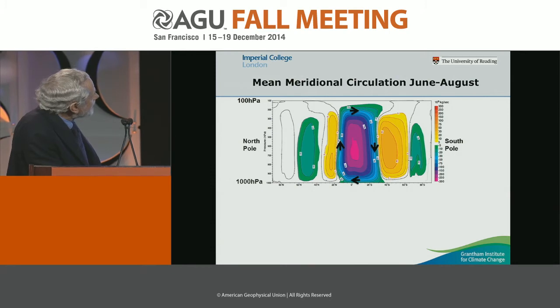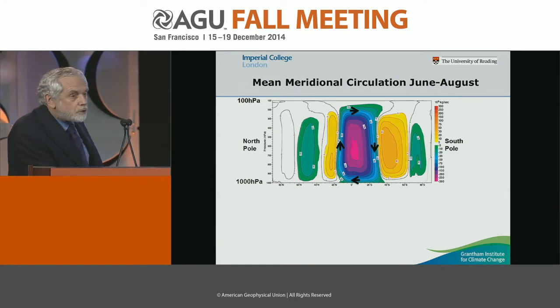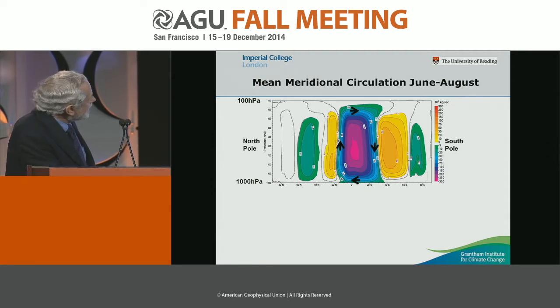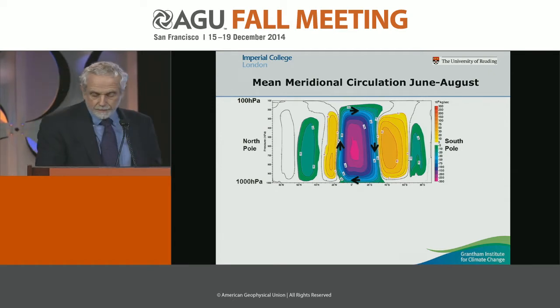So here's our Hadley cell here. This is for June to August, and we see the circulation with the rising where there's latent heat release, the descent where there's the cooling in the winter subtropics, and the motion from the winter to the summer at low levels, and the opposite in the upper troposphere there.